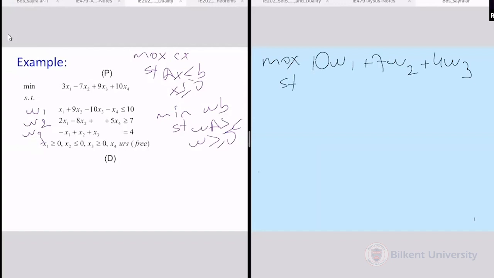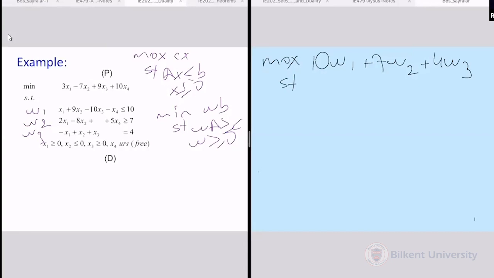Now, let's write the constraint for X1. I'm waiting for somebody to write the constraint for X1 in the chat room. Try the constraint for X1. Come on. Waiting. Come on. You're supposed to multiply the variables of X1 in the constraints. So W1 plus 2W2 minus W3 greater than or equal to 3.